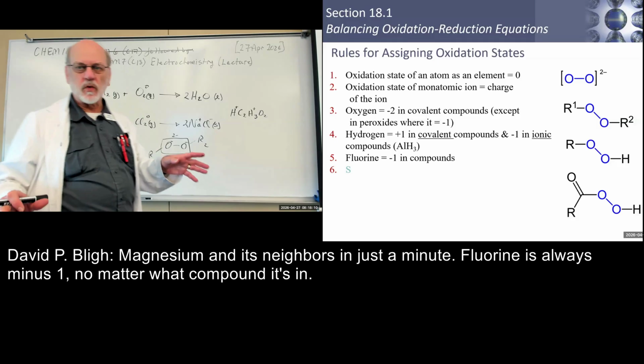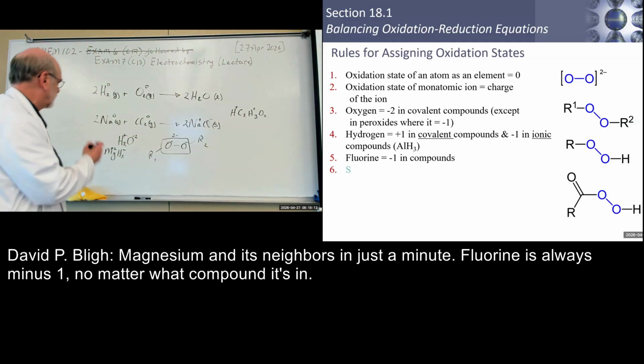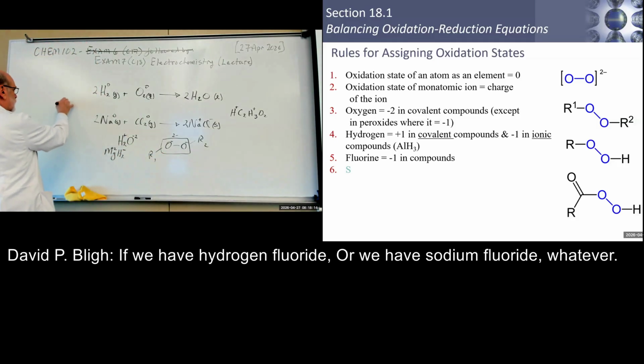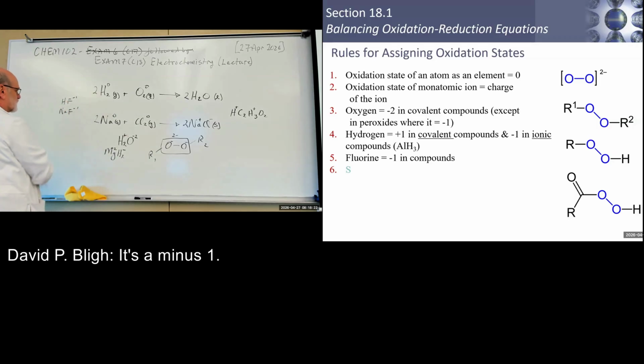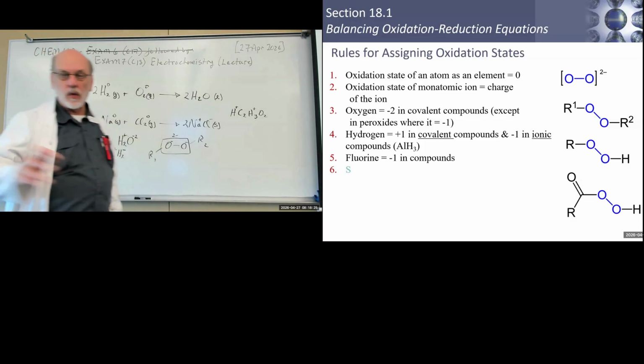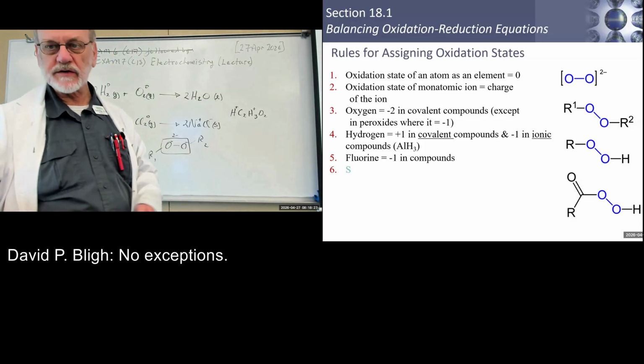Fluorine is always -1, no matter what compound it's in. If we have hydrogen fluoride, or we have sodium fluoride, or whatever, it's a -1. Always. No exceptions.